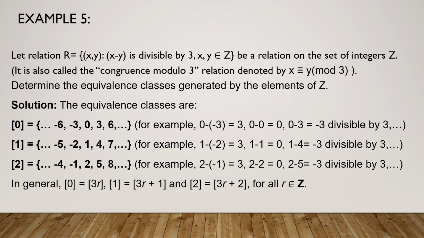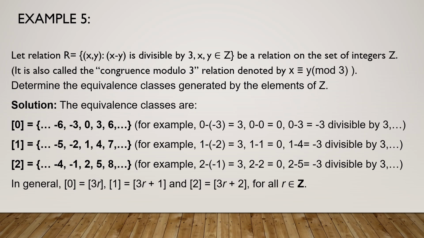Example 5. Let relation R be such that it consists of ordered pairs (x, y), where x minus y is divisible by 3. Meaning it is the congruence modulo 3 relation which is defined on the set of integers Z. You have to find all the equivalence classes generated by the elements of Z. Correct? Your main set is Z, and what is the relation? Congruence modulo 3 relation, meaning x minus y is divisible by 3.